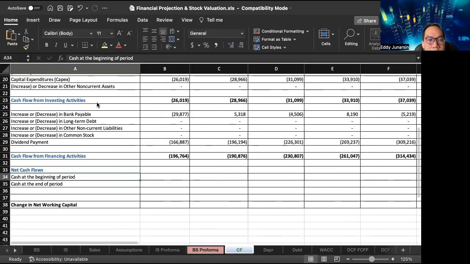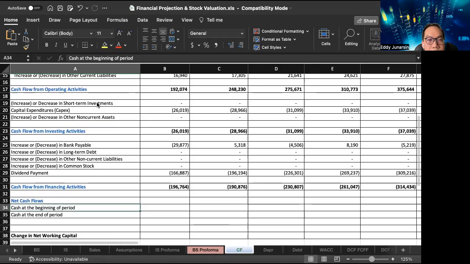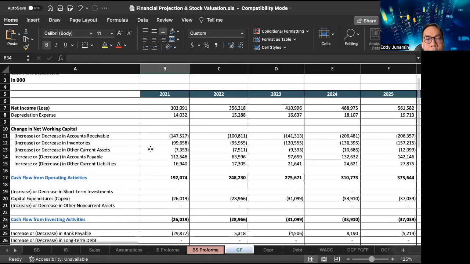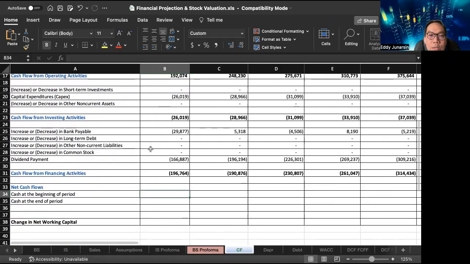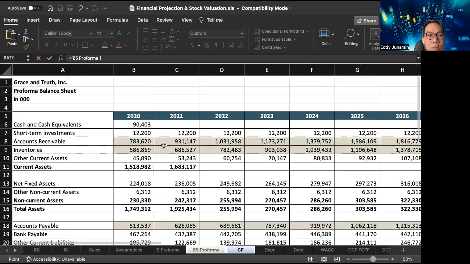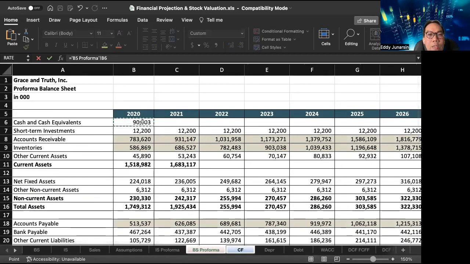Okay, so net cash flow at the beginning of period. So this is 2021. The beginning of 2021 is the end of 2020, right? Once again, the end of 2020 is the beginning of 2021. So 2021 here, where's the beginning period of 2021? It is the end of 2020. So cash in 2020, yeah, this one, right? So the end of 2020 is the beginning of 2021.